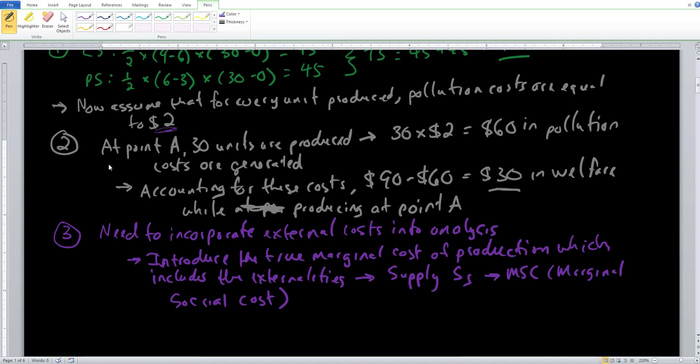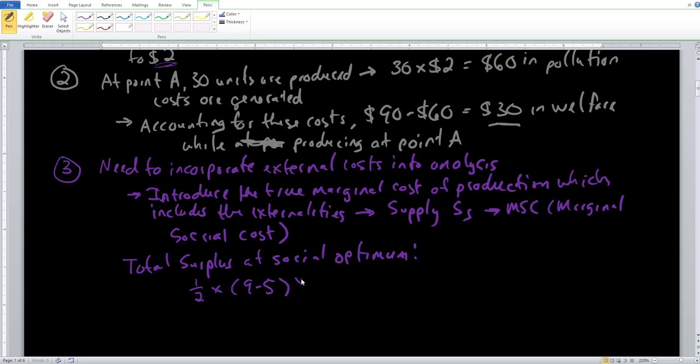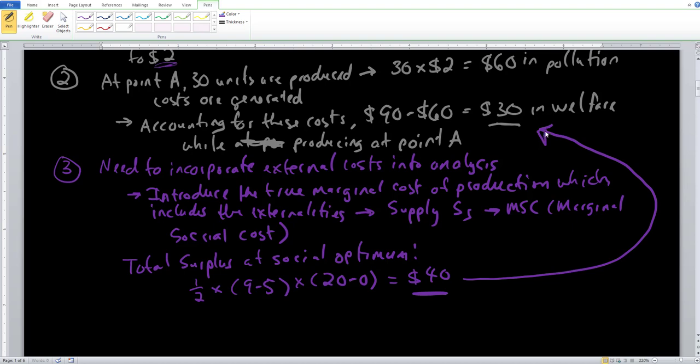So as we compare the total surplus right here, what should emerge? So the total surplus at the social optimum, using the numbers that I just gave to you in terms of that triangle, we have 1/2 times the height, which is 9 minus 5, times the base, which is 20 minus 0, which gives us $40 worth of total surplus or efficiency. And we notice that, yes, this is better and higher than what we had in point number 2 right here, where we only have $30 in welfare.